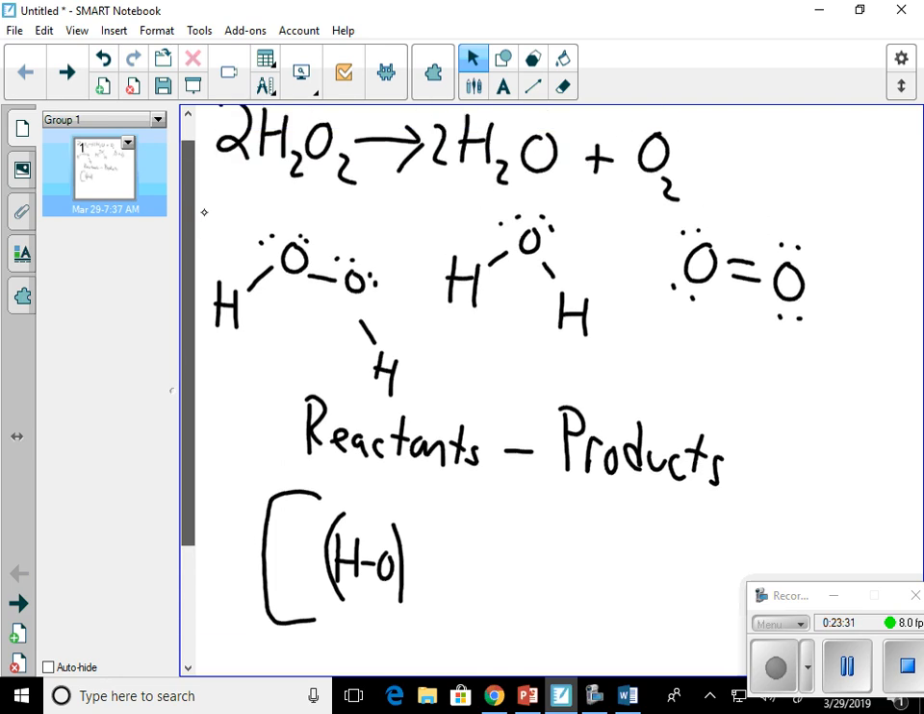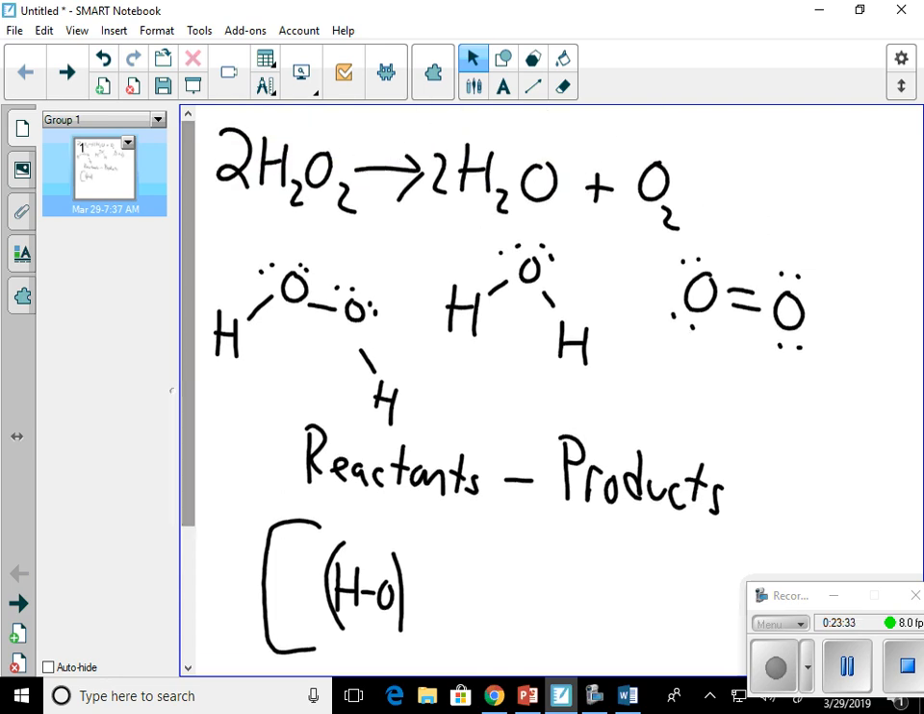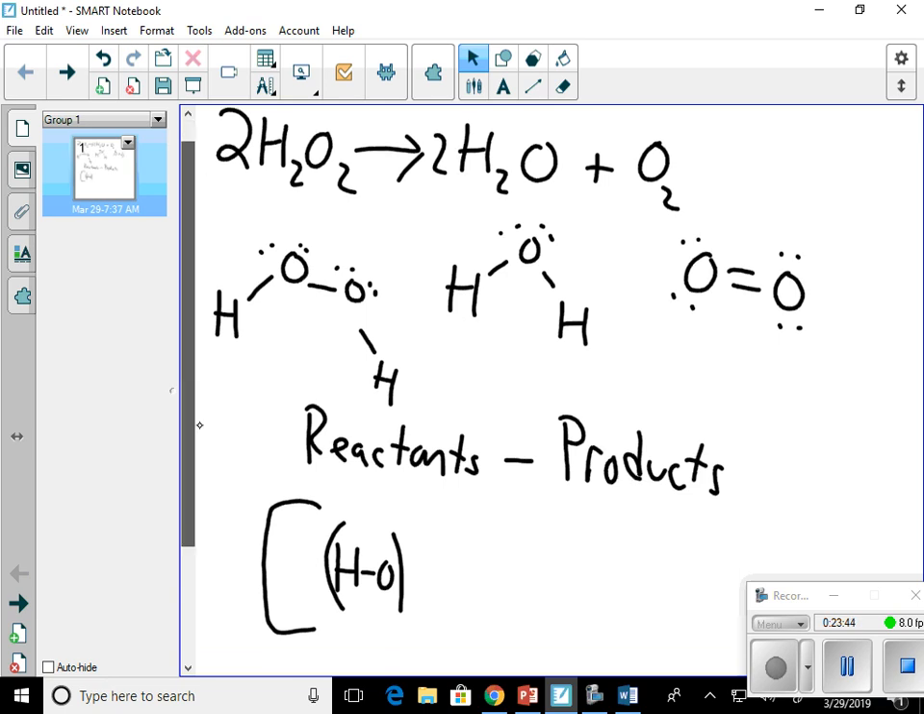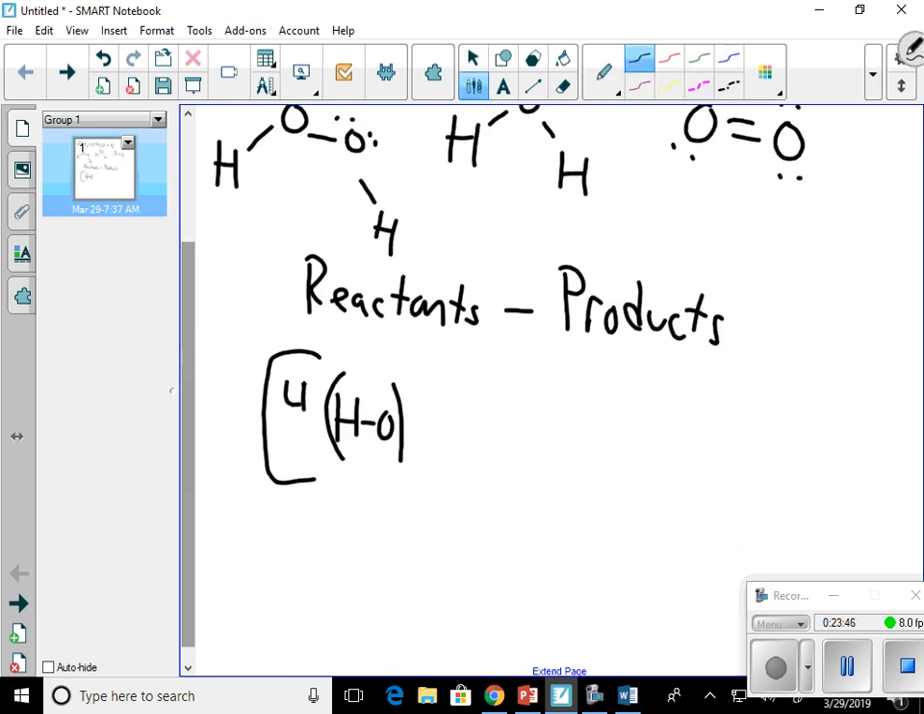However, how many hydrogen peroxides do I have in this reaction? 2. So how many total hydrogen-oxygen bonds need to be broken here? 4. So right now I'm organizing what's happening here. I have 4 HO bonds in the reactants that have to be broken.